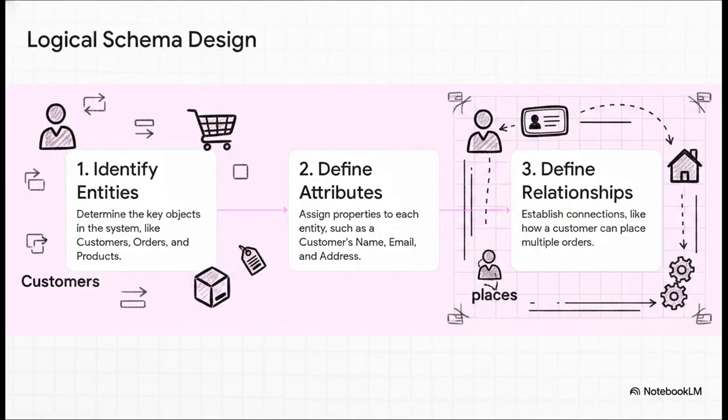So it really just boils down to this simple three-step process. First, you find your main objects, the entities. Then you describe them with all the key details, the attributes. And finally, you link them all together, the relationships. That's really the heart of good database design.